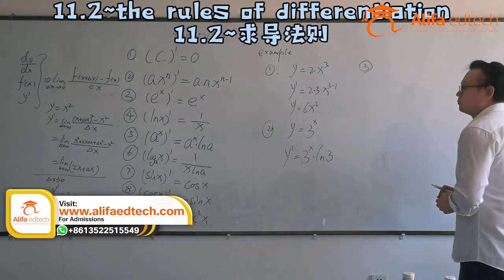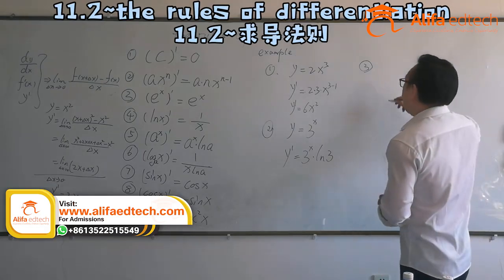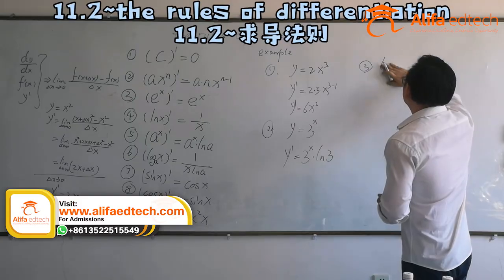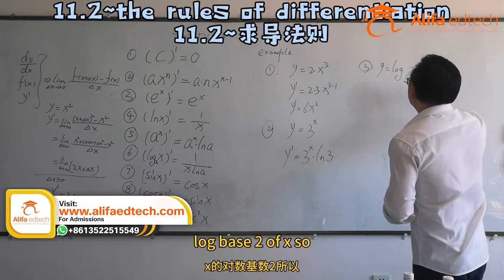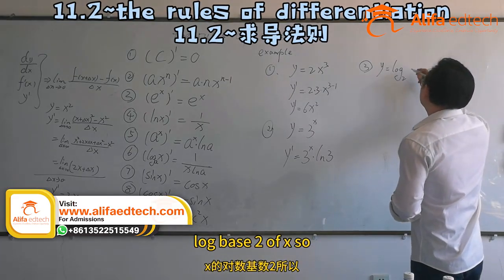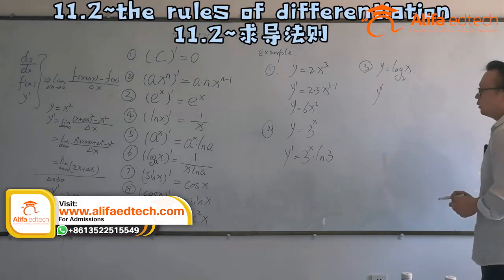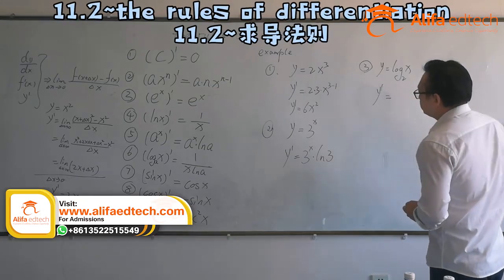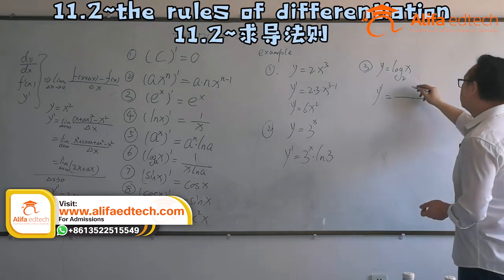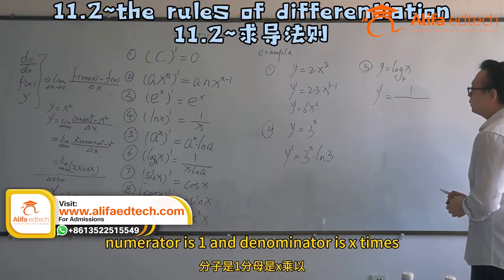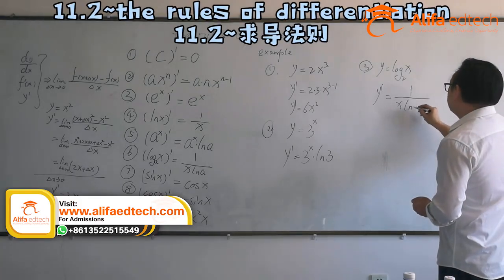3. If y equals log base 2 of x, so y prime equals the fraction whose numerator is 1 and whose denominator is x times ln 2.